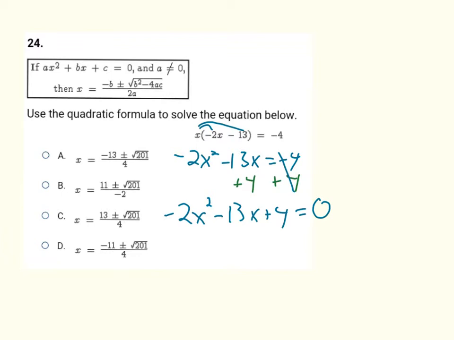So here, the coefficient in front of my x squared is going to be my a, so my a here is negative 2. The coefficient in front of my x term is negative 13, so my b is negative 13. And then my constant, the number at the end by itself, is 4, so my c is 4. So now I'm just going to take these three numbers and substitute them correctly into this equation.